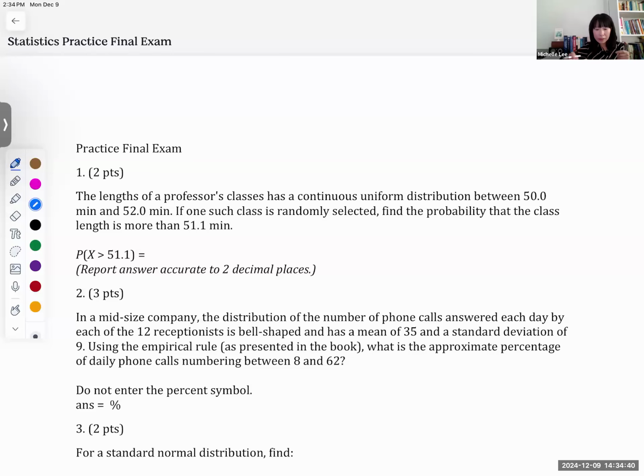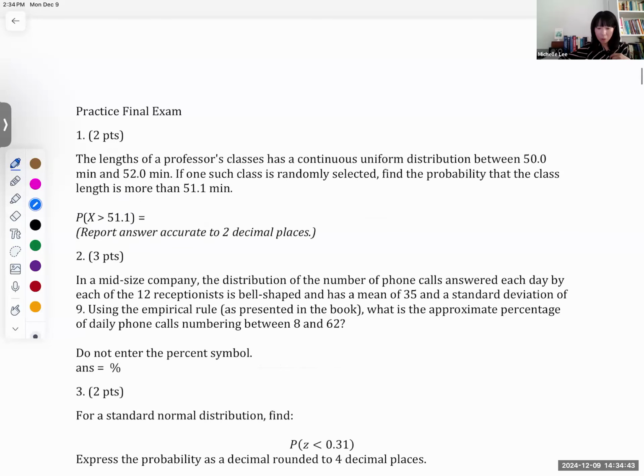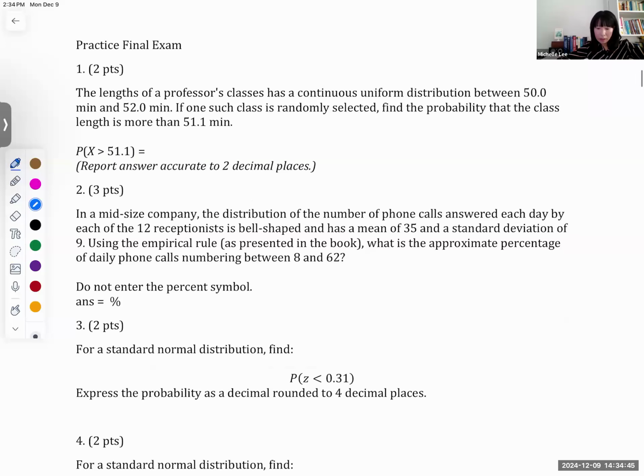All right, so practice of final exam number 1. They talk about the uniform distribution, right? So we can use StatCrunch. Most of our examples require using StatCrunch.